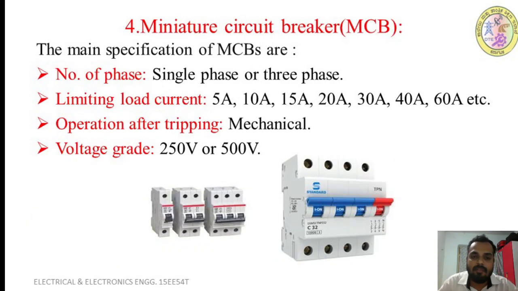Next material we have is the miniature circuit breaker, that is MCB. The main specifications of MCBs are, first, number of phases, maybe single phase MCB or three phase MCB. Next specification is limiting load current, maybe 5 ampere, 10 ampere, 15, 20, 30, 40, 60 ampere, etc. This is the current rating of the MCB.